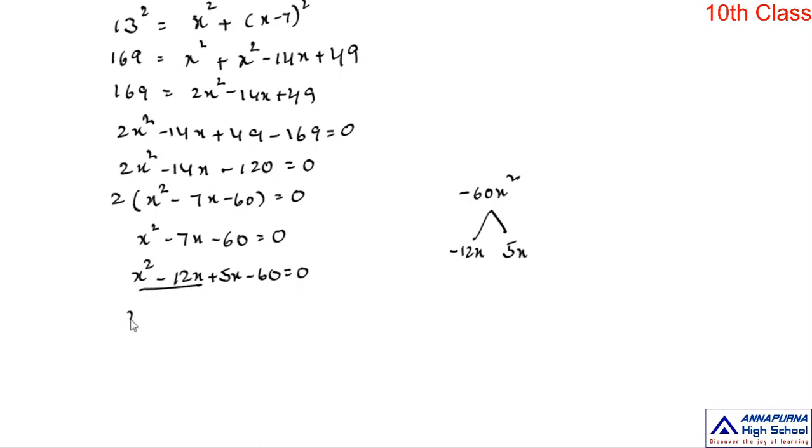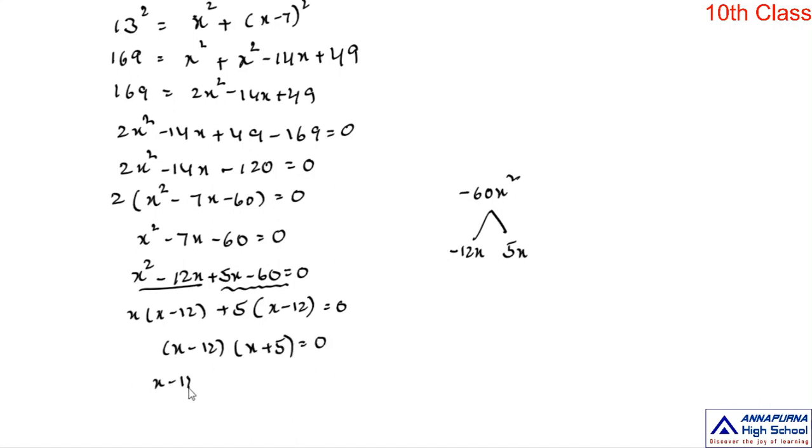Okay, so split the middle term: x square minus 12x plus 5x minus 60 is equal to 0. From the first two terms, x is a common factor, so x into x minus 12, and plus 5 is the common factor, 5 into x minus 12 is equal to 0. So x minus 12 into x plus 5 is equal to 0. That means x minus 12 is equal to 0 or x plus 5 is equal to 0. That implies x is equal to 12 or x is equal to minus 5.